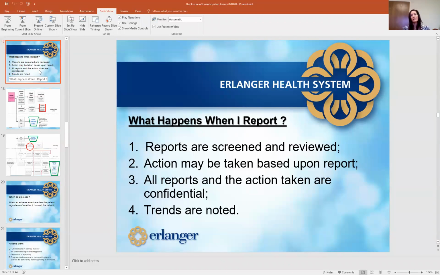And so what happens when you report something into eSafe? All of the reports are screened and reviewed, all of them. We look to see whether there needs to be action taken in each one of those, and actually trends are noted. So we can aggregate and see, do we have a problem area over here? Where are we seeing our high risk areas develop?